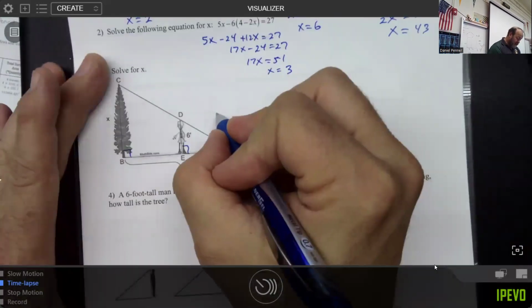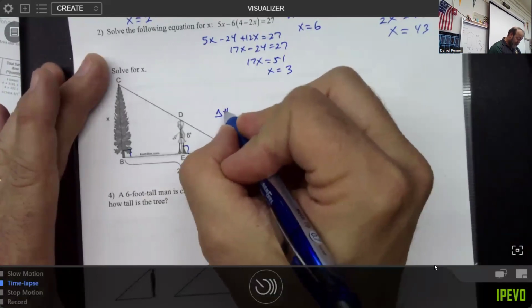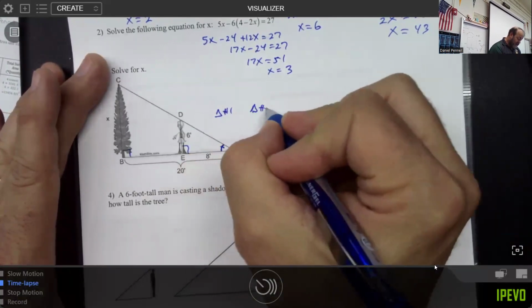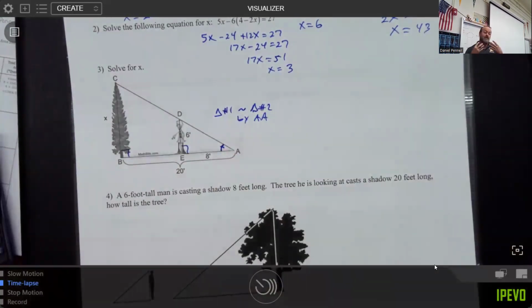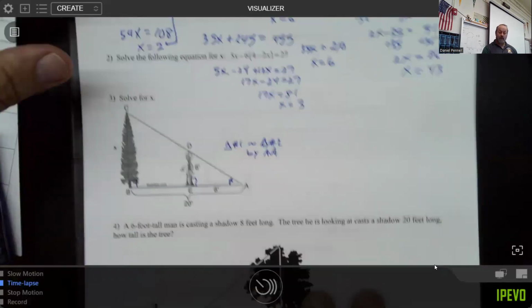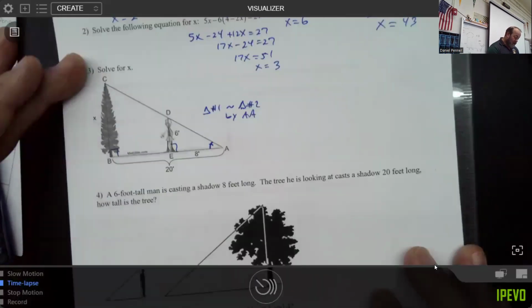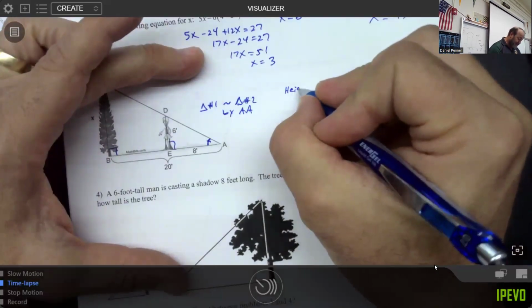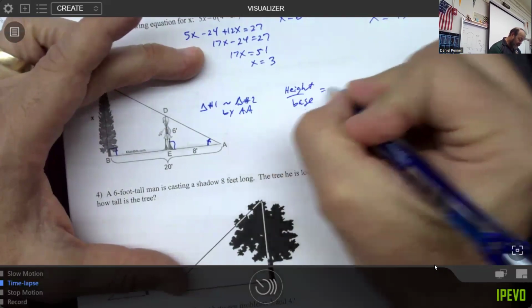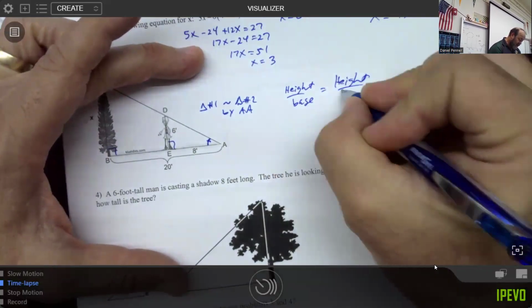I've got two triangles, so triangle number 1 and triangle number 2 are actually similar by AA. Now, this is not a proof question where you have to justify yourself, but it's important to understand why that actually works. And what we know is if triangles are similar, they have the same angles, but that also means they have proportional sides. So we can set up the same kind of proportion that we had in number 1 up here. So we could say that the height over the base is equal to the height over the base. That's kind of the concept that we're working on here.